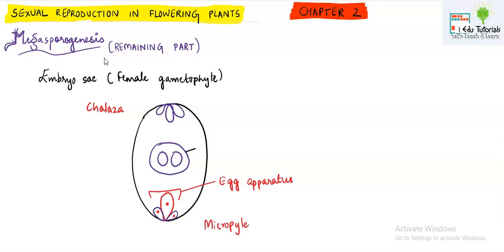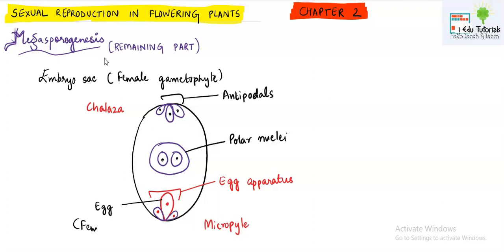This central cell will be known as polar nuclei, and the 3 cells here at the top will be known as antipodals. So you can see that 3 cells are there at the chalazal end, 2 cells are there at the center, and 3 cells are there at the micropylar end. Here the bigger cell is the egg, and this is actually very important because it is named as female gamete. The other 2 cells, this one and this one, are known as synergids.